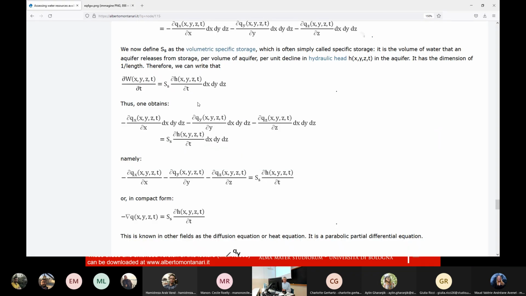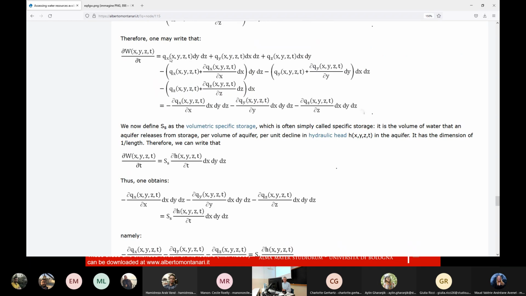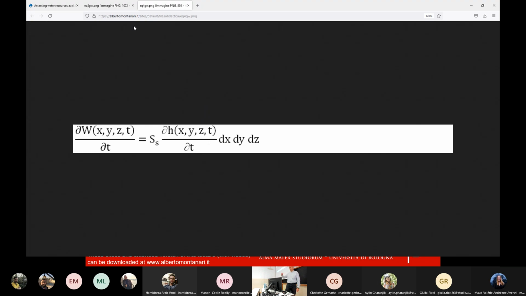The previous one is this, and this is what we reported in the slide, which is correct. If you look at the last line, by introducing the volumetric specific storage, I replace the right-hand side, which becomes this one, correct? I hope you understand now. Sorry for the slide that was misleading, okay? Now I can combine the two versions. I can eliminate the change in storage by combining the two versions.